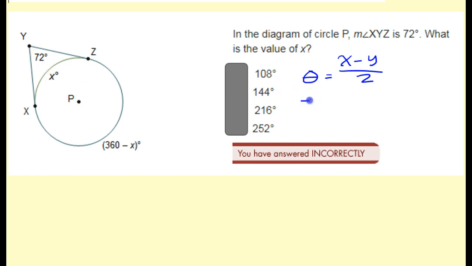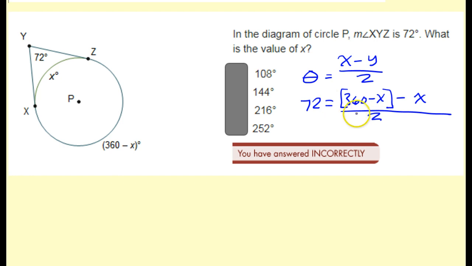The angle, well, that's 72 degrees, as you can see, is equal to the big arc. This is the big arc out here, and so that's going to be 360 minus x. That's the big arc, minus the small arc, which is just x, divided by 2. So this is what we have.